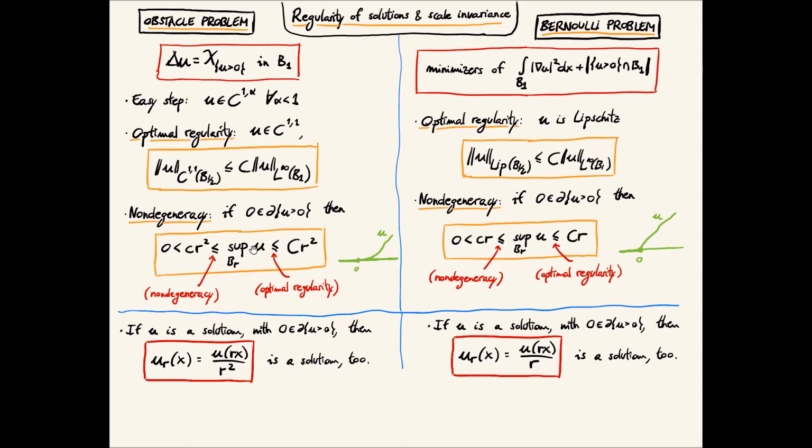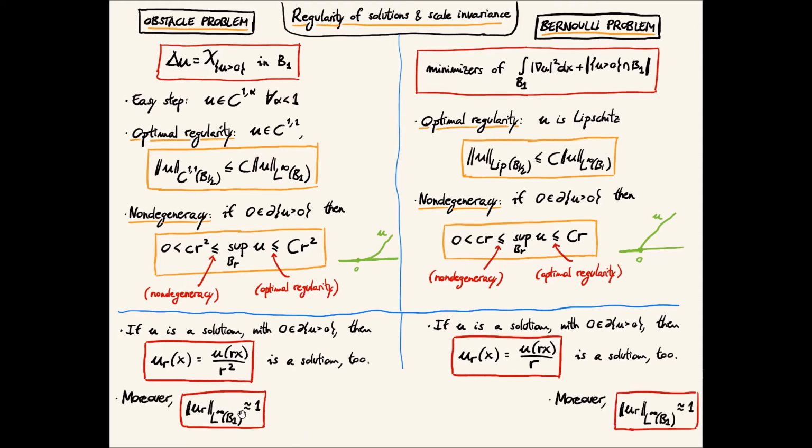Plus, what this tells us is that this rescaled solution will have L infinity norm that is comparable to 1. So the L infinity norm of this is bounded by two constants, large C and small c, that don't go to 0 and don't go to infinity. Okay, so this is very important here and here. So we have scale invariance for the problem, and these rescalings have a controlled L infinity norm.